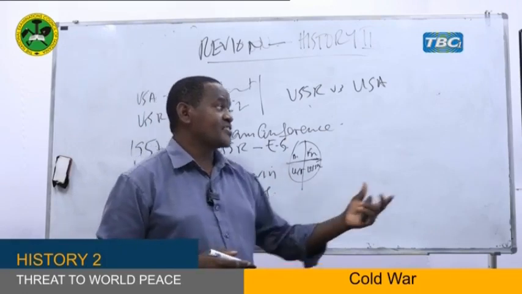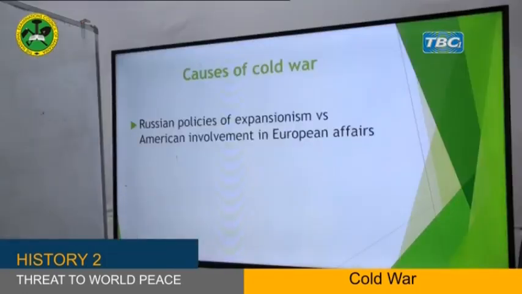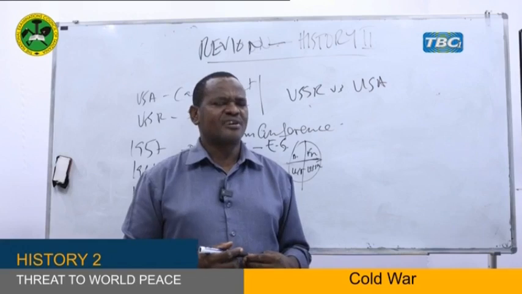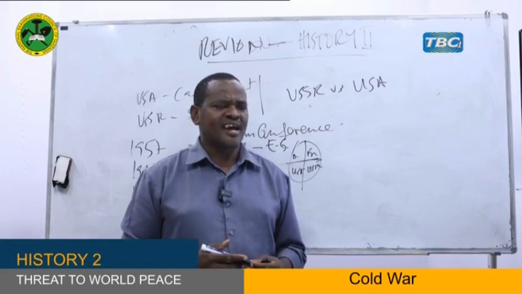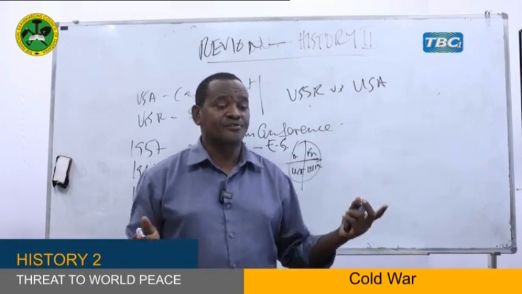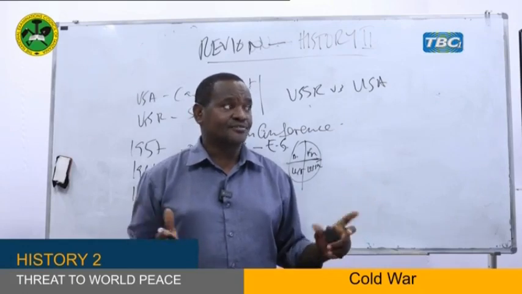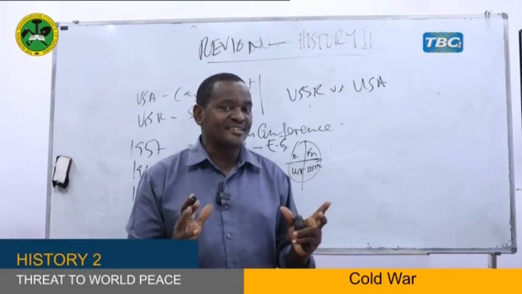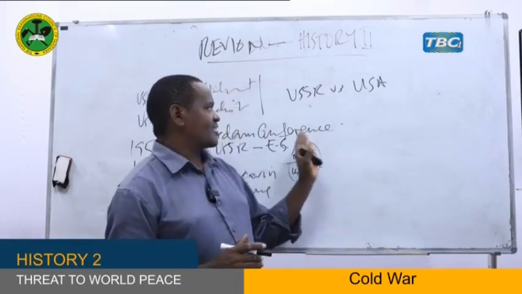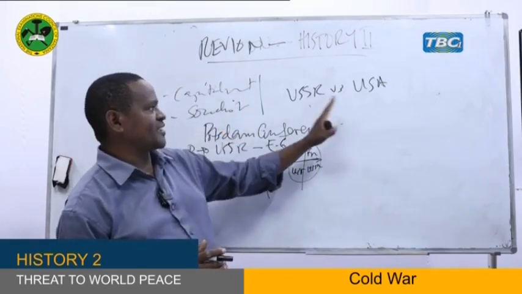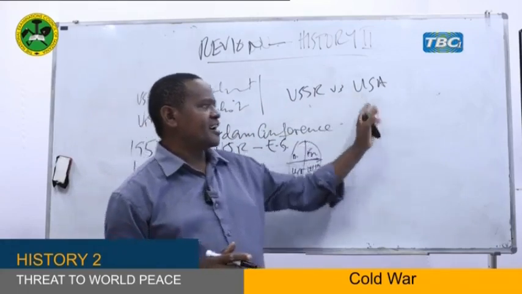But on the other hand, the Americans were also involving themselves so much in European affairs, and that went together with the establishment of NATO, for instance, and the introduction of the Marshall Plan. I shall come to it later. So all these things led to an increase of tension between the Western Bloc and the Eastern Bloc, between the USSR and USA.